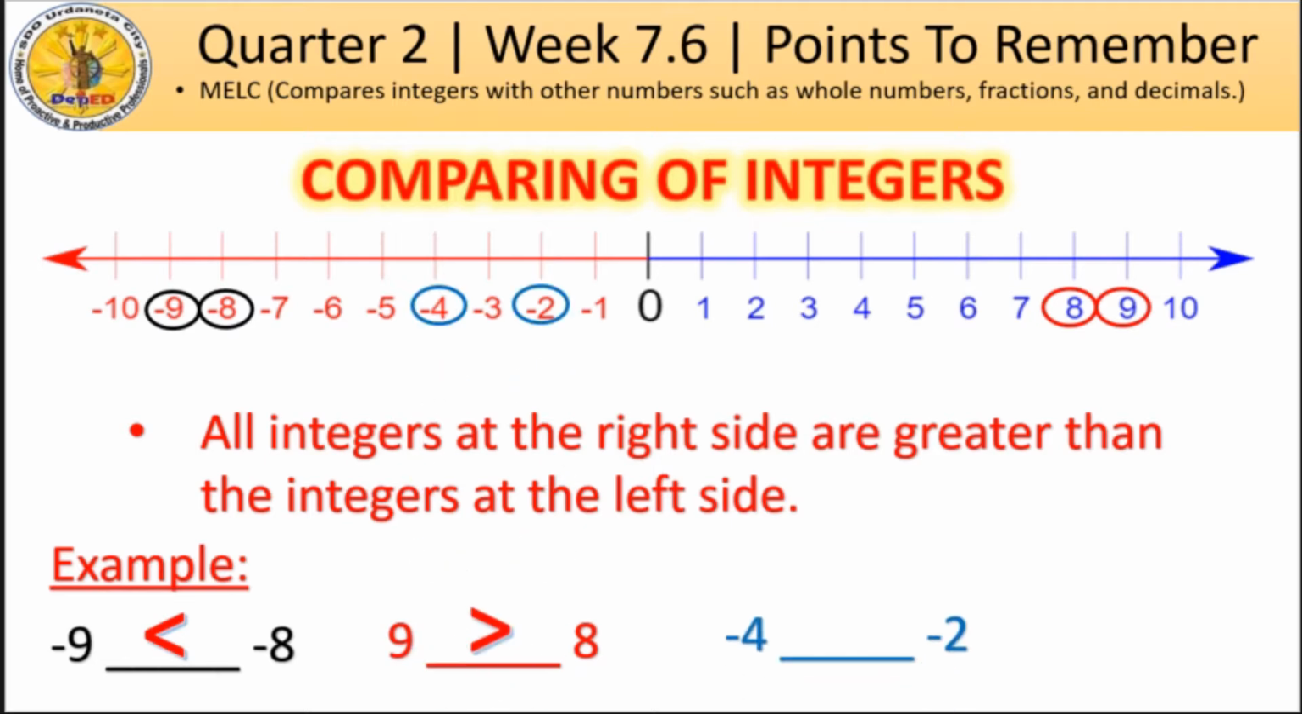For negative 4 and negative 2, negative 4 is at the left side of negative 2. Then negative 4 is lesser than negative 2. And negative 5 and negative 7. Since negative 5 is at the right side of negative 7, then negative 5 is greater than negative 7.